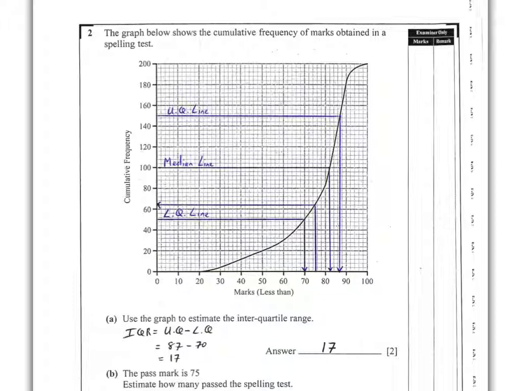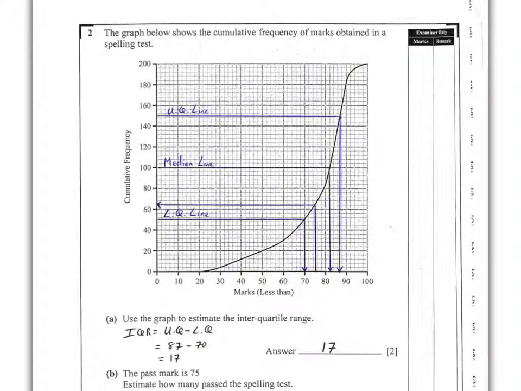The highest cumulative frequency is 200, so to find the median we go to 100 across and down. The lower quartile is 50 across and down, which is 70. The upper quartile is 150 across and down, which is 87. Interquartile range is upper quartile minus the lower quartile, 87 minus 70, which is 17.